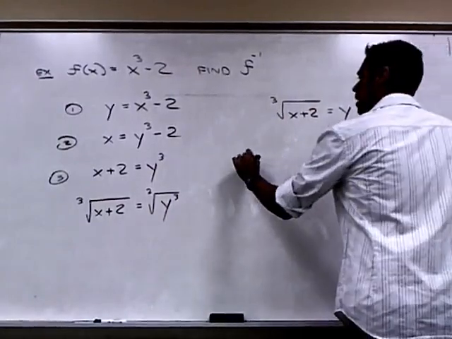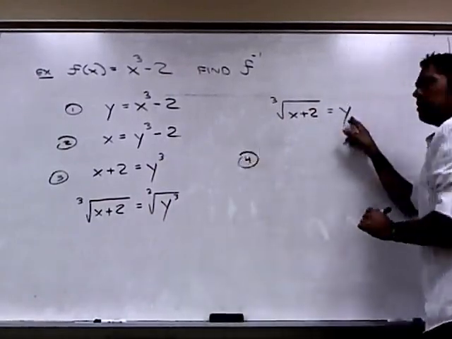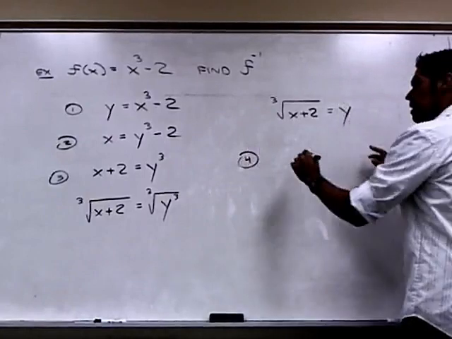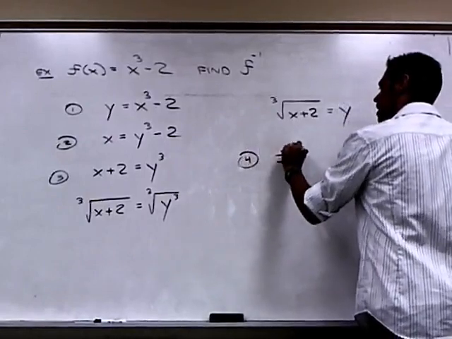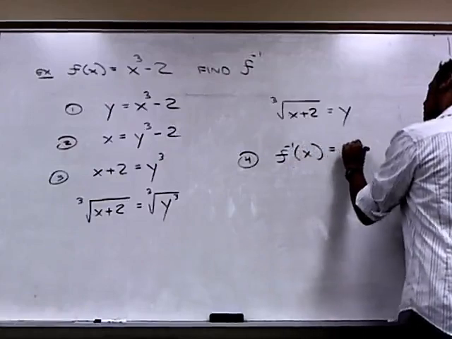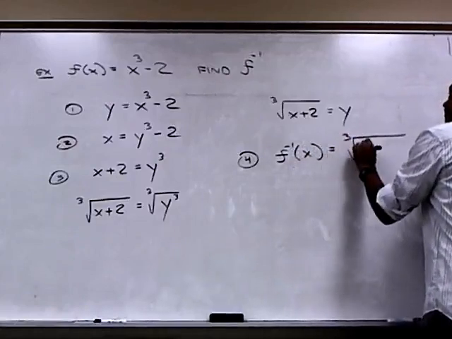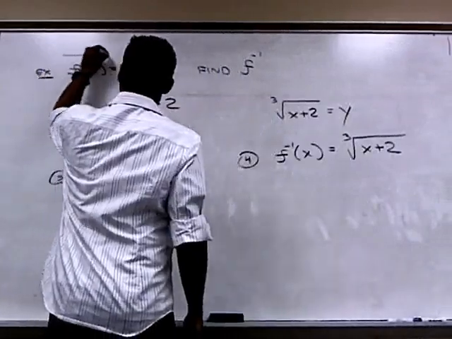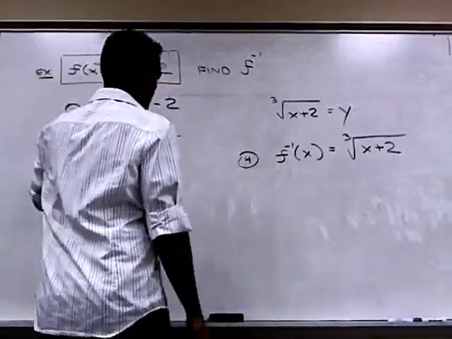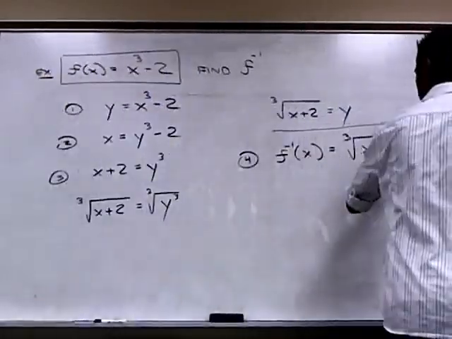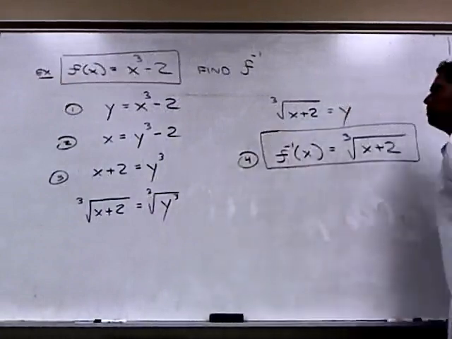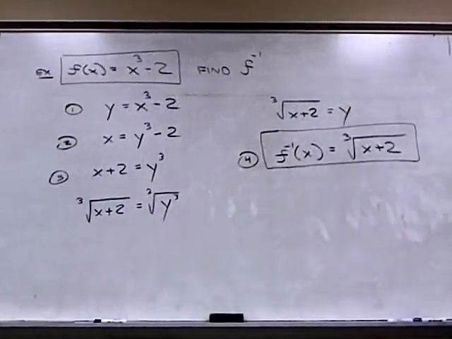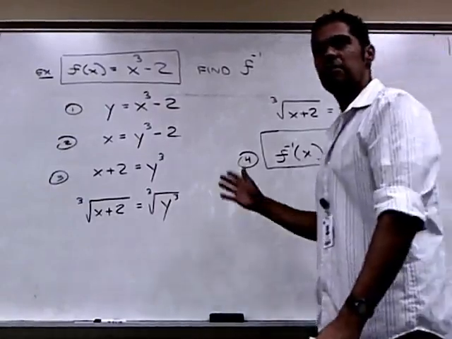Almost done. Fourth step. I'm going to replace y with the inverse, right? And I'm going to put the inverse on the left instead. So here's the original function. Here's its inverse. Any questions on the steps?